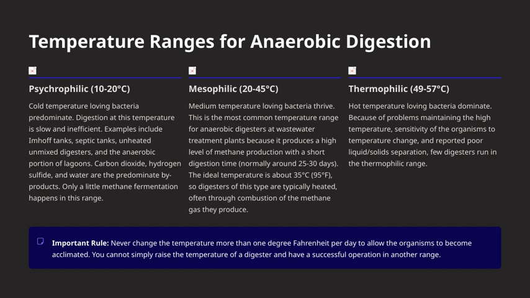And here's an important rule to remember. Never change the temperature more than 1 degree Fahrenheit per day. This slow adjustment allows the microorganisms to acclimate gradually. Simply raising the temperature suddenly won't lead to a successful operation. It's all about giving the organisms time to adapt to the new conditions and ensuring your digestion process remains stable.